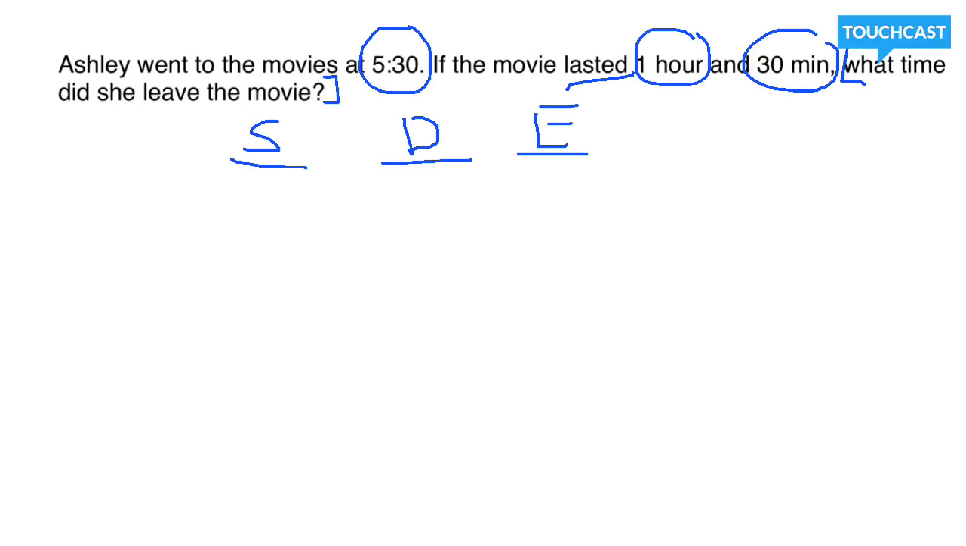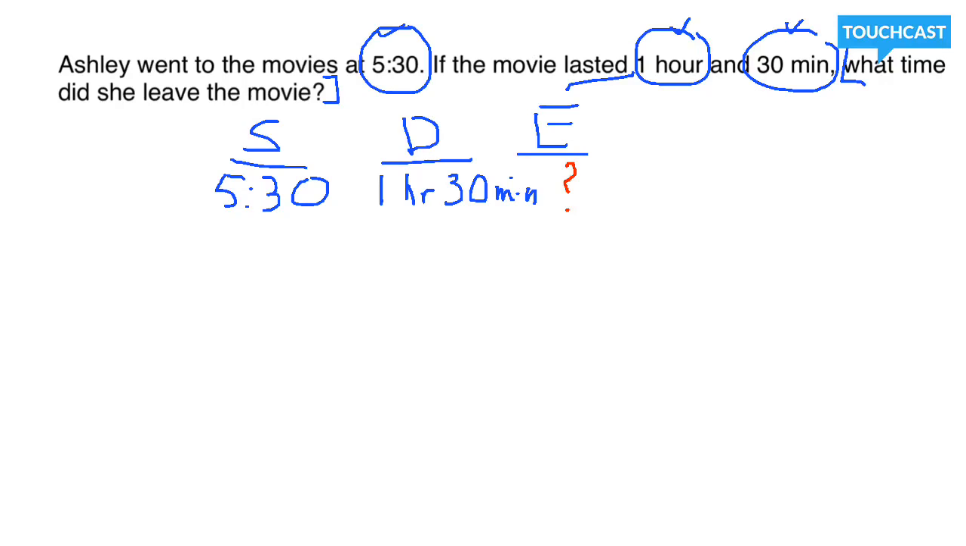And I'm going to check my start time. My start time is 5:30. She entered the movie theater at 5:30. And then the movie lasted 1 hour and 30 minutes. So that is my duration. Duration is always a measurement of time, a unit of time, like 40 minutes or 50 minutes or 1 hour and 30 minutes in this case. And now the end time, I'm going to do this in red, is something that we don't know yet. So I'm going to put a big question mark.